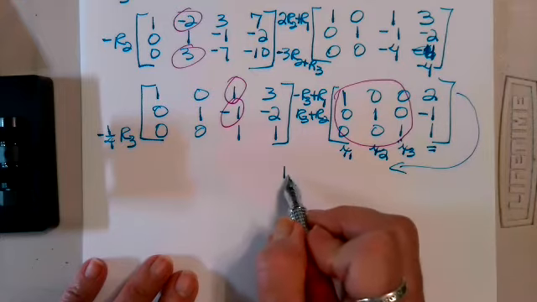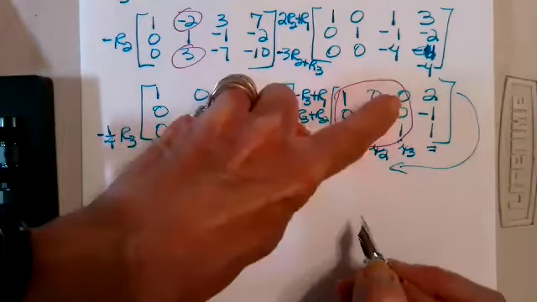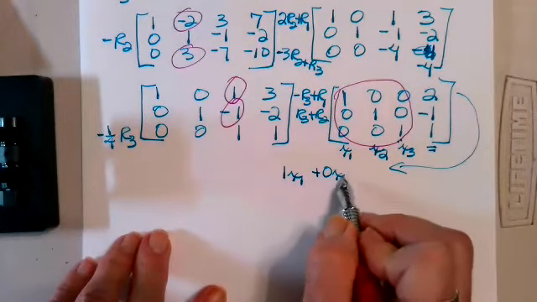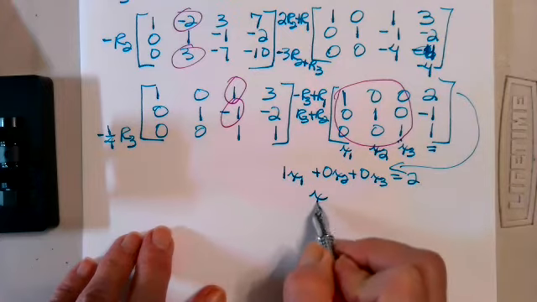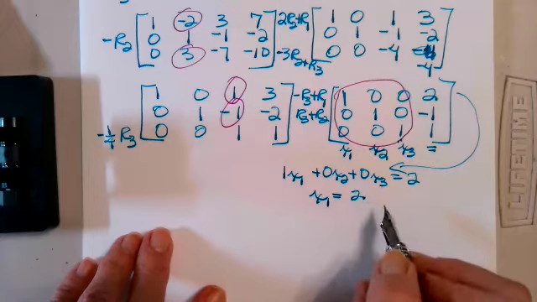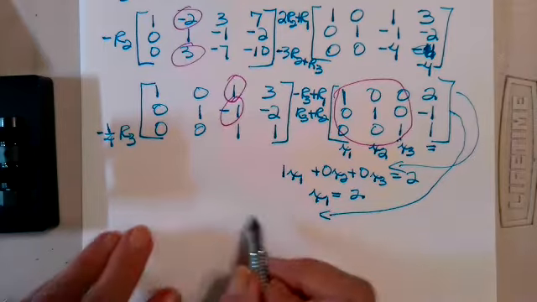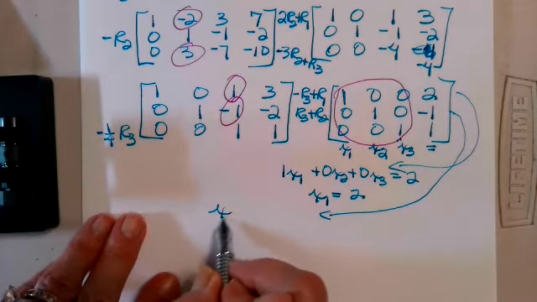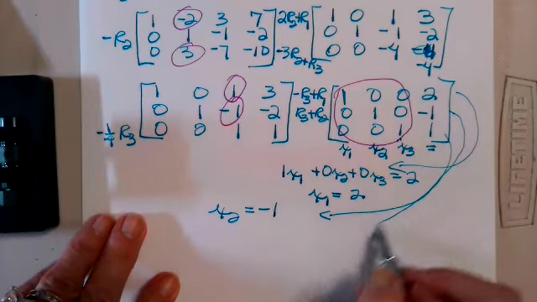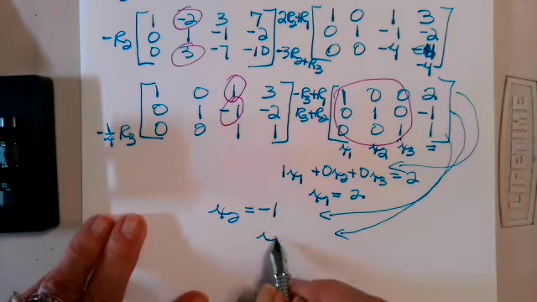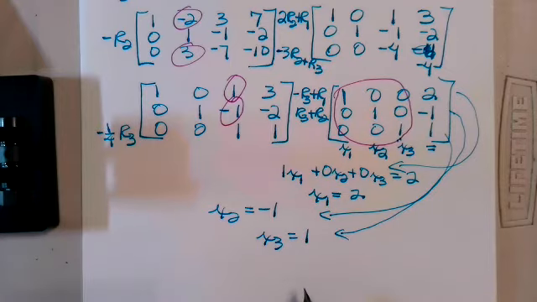So this row says 1 times x1 plus 0 times x2 plus 0 times x3 equals 2. In other words, it says x1 equals 2. And the second row is going to tell me by the same idea that x2 is minus 1. And the third row will tell me that x3 is 1. So that's your answer.